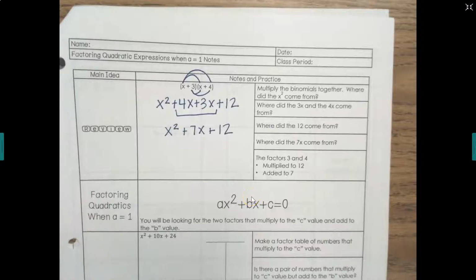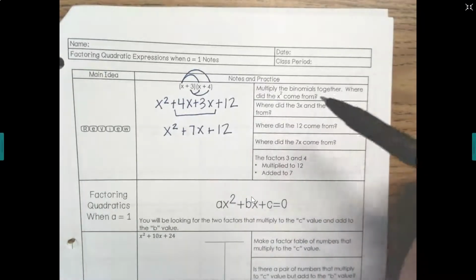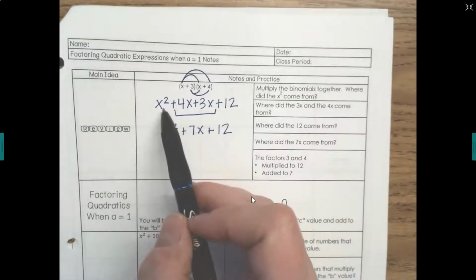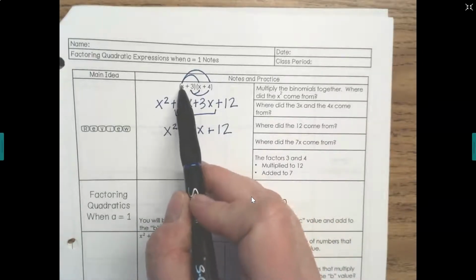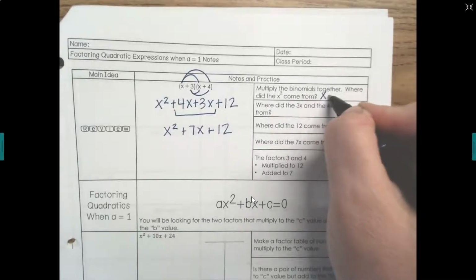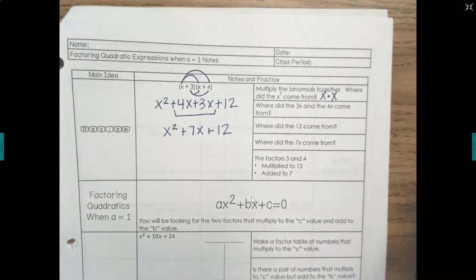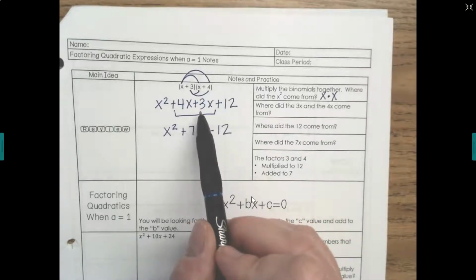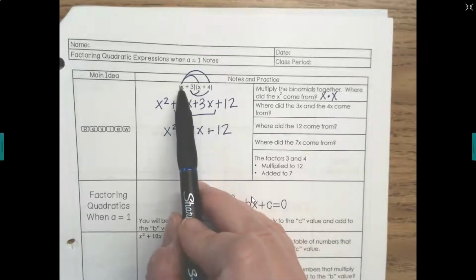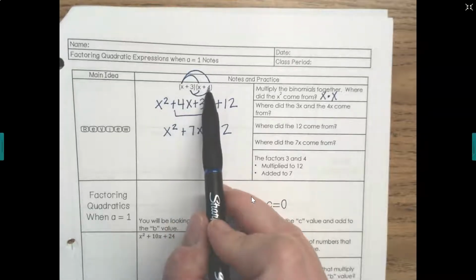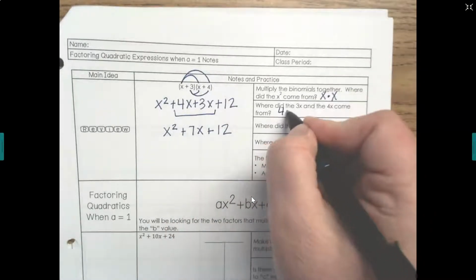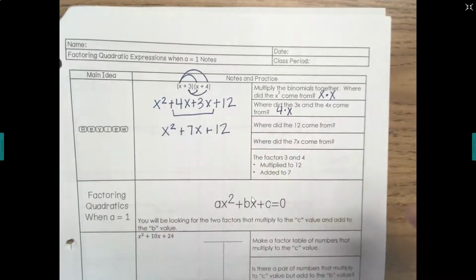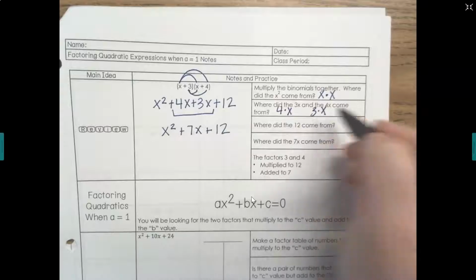Okay, now let's take a look over here to the side. So when we multiplied these binomials together, where did the x squared come from? This came from x times x, since there's an x in each parenthesis, to give us that x squared. Where did the 3x and the 4x come from? Well, same thing. When I distributed this first x to the other parenthesis, I got 4x, so we did a 4 times x. And 3x came right here where I did 3 times x, so we multiplied those.